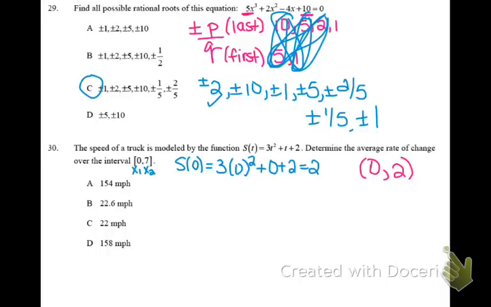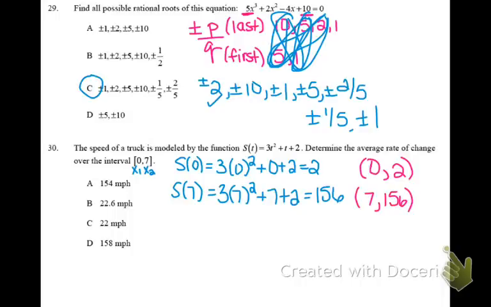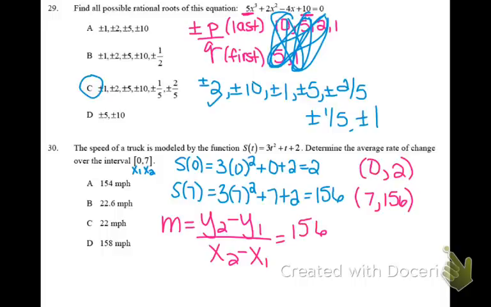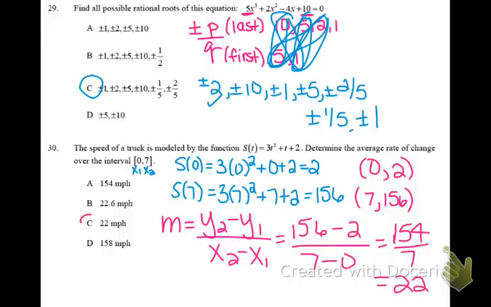For your second point, I'm taking 7 and plugging it in. So that's 3 times 7 squared plus 7 plus 2. So 3 times 7 squared plus 7 plus 2 is 156. And that represents your second term. So our x was 7 and the y was 156. Now average rate of change is just finding the slope between those 2 points. So your formula for slope that you did in Algebra 1-2 is y2 minus y1 over x2 minus x1. So your y2 is 156 minus your y1, which is 2, over your x2 minus your x1. So that gives you 154 over 7, which is 22. So your answer for that is C.